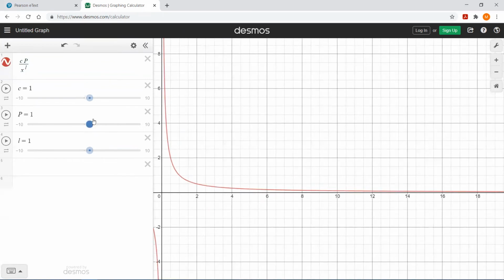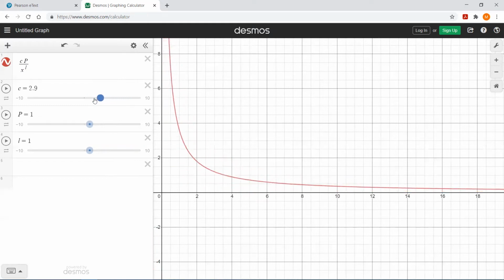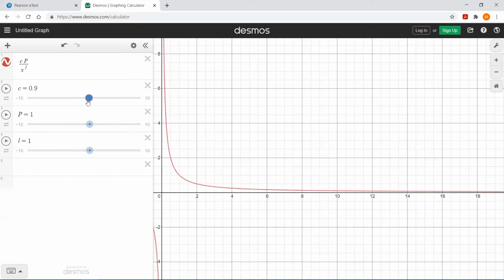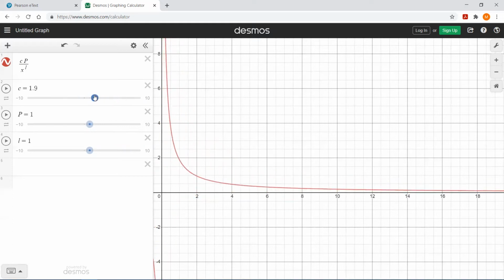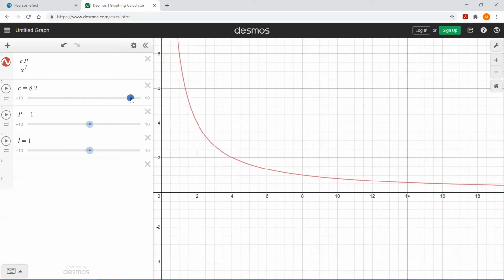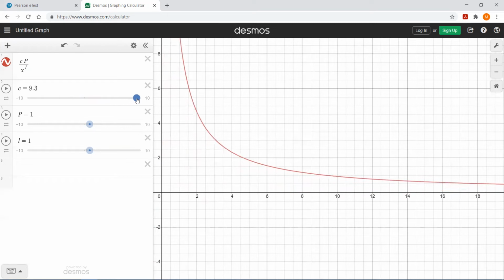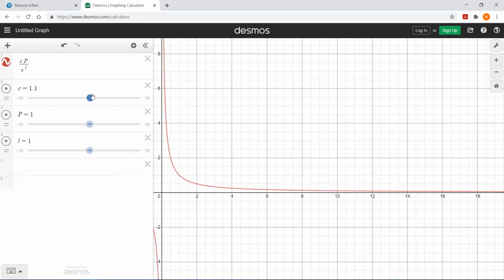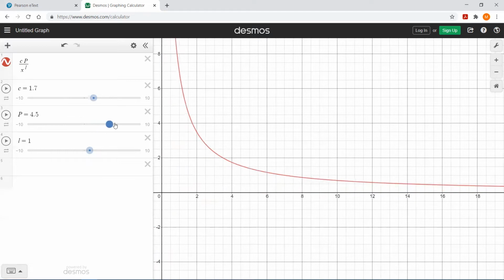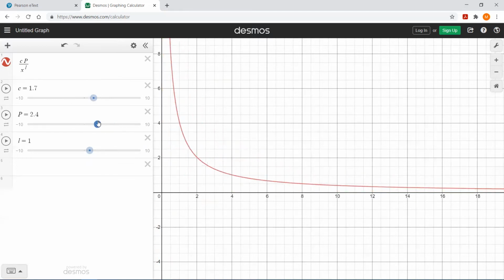Let's see what happens if we change the coefficient out front, first of all. So that changes the shape of the dependence on distance by really just stretching the whole thing up or down. So a larger value of c would indicate that it takes longer for the intensity to decay with distance, and a lower value of c, the opposite. What about the actual power of the source? Well, as expected, actually it does the same thing that c does, doesn't it?